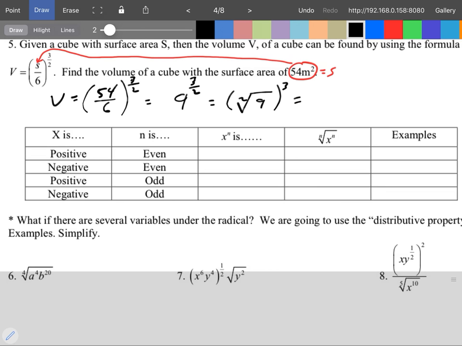All right, well, then we just have the square root of 9. Well, that's 3. So inside the parentheses, the square root of 9 is 3. And then that's still going to be to the 3rd power. So the final answer is 3 times 3 times 3, which is 27.